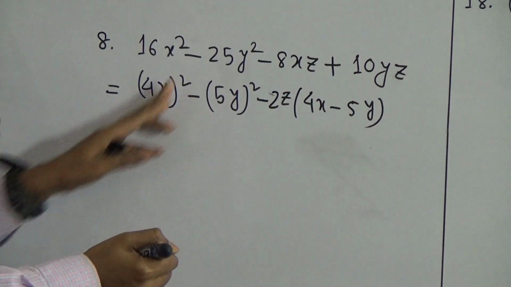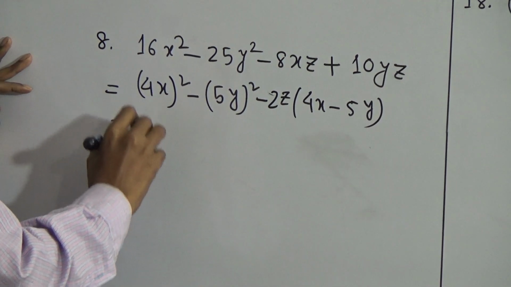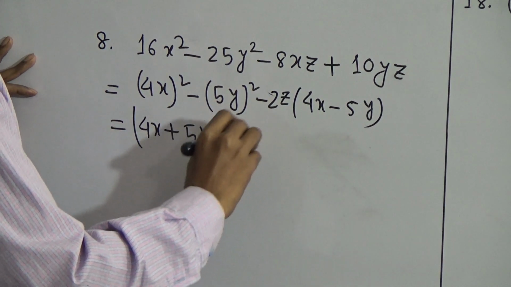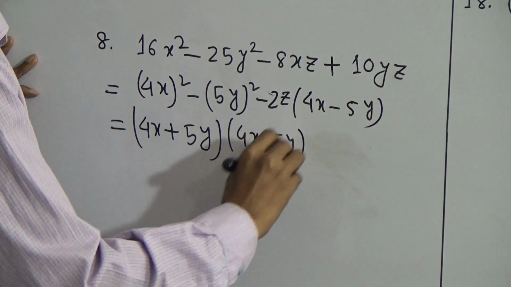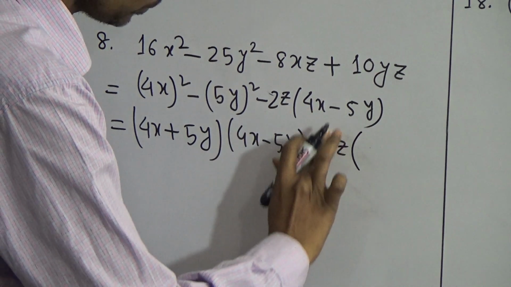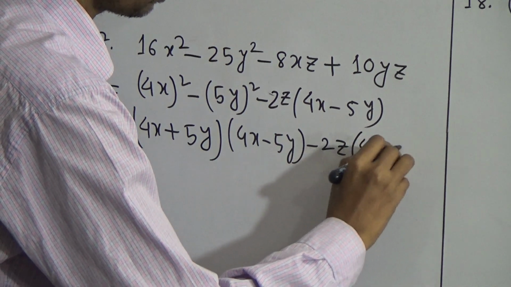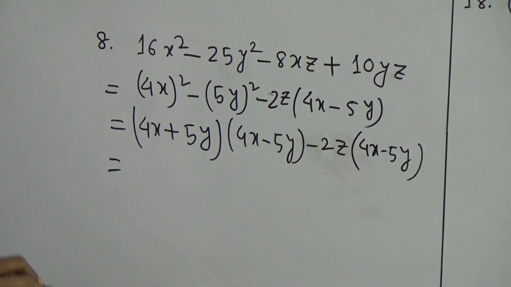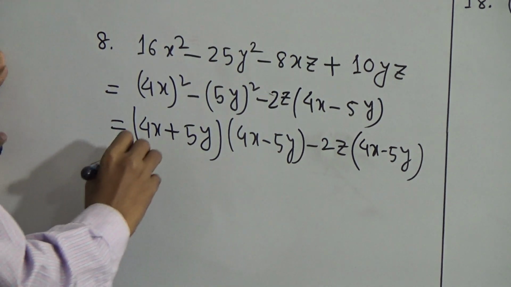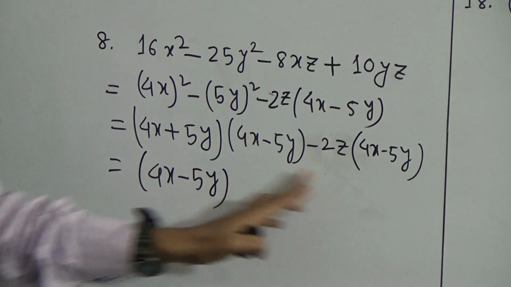Now see, a square minus b square equals what? a plus b into a minus b. That means 4x plus 5y, then 4x minus 5y, minus 2z, 2z, this is 2z, 4x minus 5y. Now see, 4x minus 5y and 4x minus 5y is the common. So we have to write 4x minus 5y. Okay, 4x minus 5y is the common.